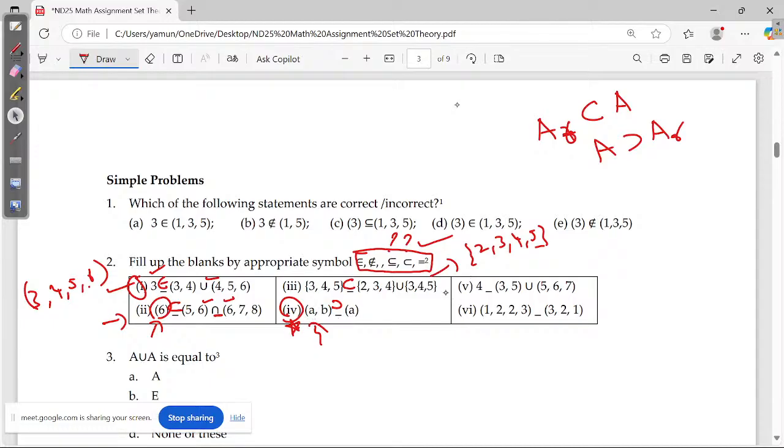Okay. And fourth one, sorry, fifth one now. Fifth one, {3, 5} union {5, 6, 7}. I don't have 4 here, so it does not belong to. Make yourself sure. And what about this one? It's {1, 2, 3}. Right? If there is a repetition, you should not repeat it. It's {1, 2, 3}. And over here, it's {3, 2, 1}. So obviously this is going to be an equal set.